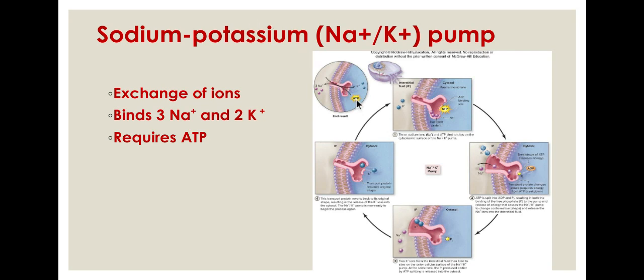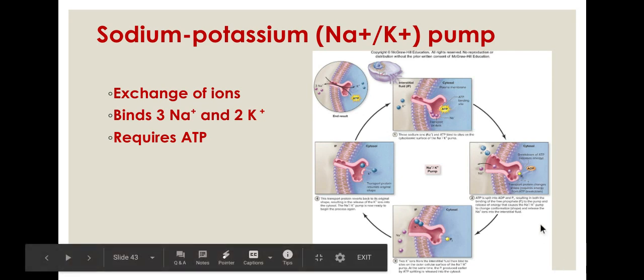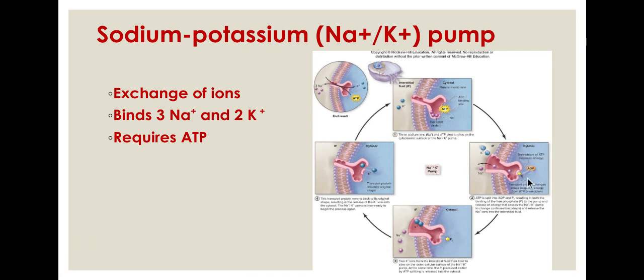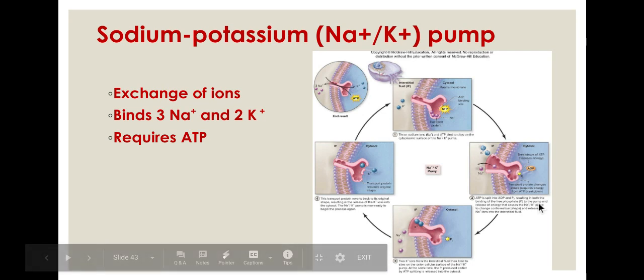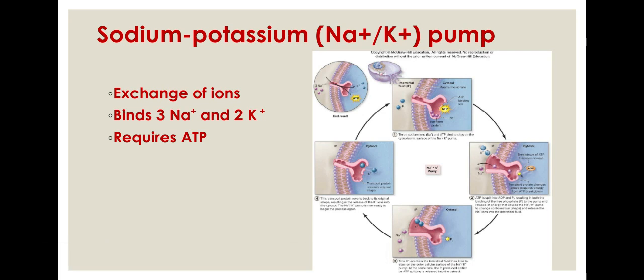So we want to bring 3 sodium into the cell. We want to release 2 potassium. How does that work? 2 potassium from inside the cell go into this protein pump. 3 sodium from outside of the cell go into this pump. When we add energy, we're able to switch them across our membrane. So we get our sodium in, and we will release our potassium.